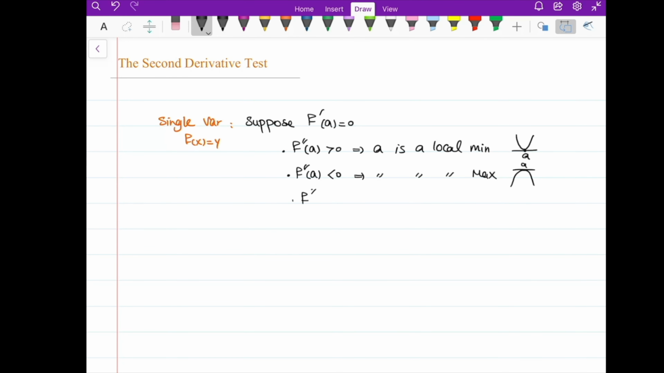If the second derivative at the point A is 0 or undefined, which means that the second derivative does not exist, then this test is not conclusive. So we cannot conclude if it is a local min, or it could be a local max, or it's neither.